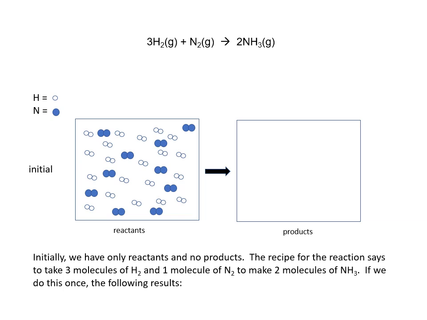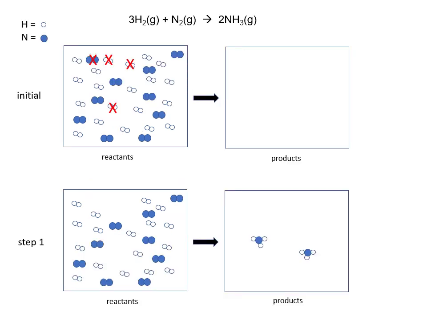The recipe for the reaction says to take 3 molecules of hydrogen and 1 molecule of nitrogen to make 2 molecules of ammonia. If we do this once, the following results. Notice that we are Xing out 3 hydrogen molecules and 1 nitrogen molecule. When these react, they disappear from the reactants box and are converted to 2 molecules of ammonia in the products box.